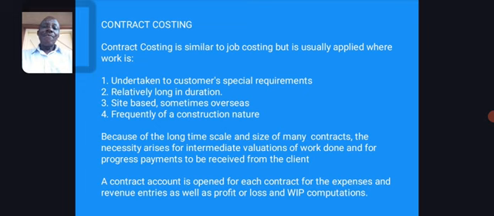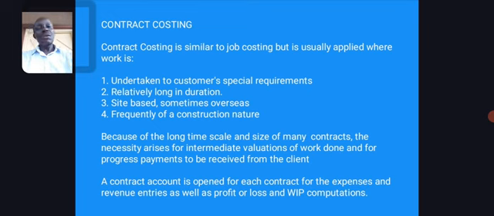But the one difference between job costing and contract costing is that contracts are usually for a longer period of time than jobs. So there are some characteristics that characterize contracts for which we use a contract costing method. One is that they are undertaken to customer special requirements. Two is that they are relatively long in duration. Three is that they are site-based, sometimes overseas. And four is that they are frequently of a constructional nature.